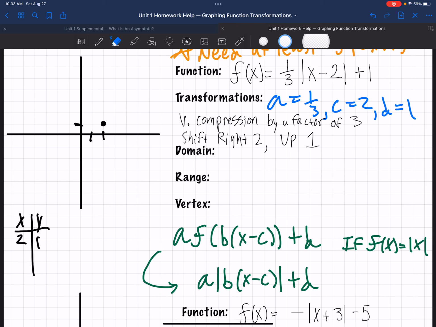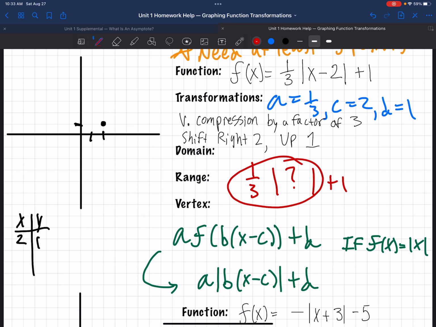But here's what I want to do. I want to find pretty points. Points that lie right on the sort of grid, okay, that I don't have to label because you can visually see them. Well, if you look at this as 1/3 times the absolute value of something plus 1, how do you make 1/3 times something a whole number?